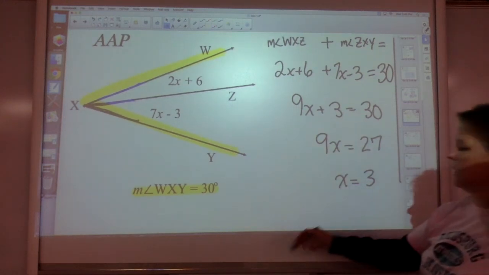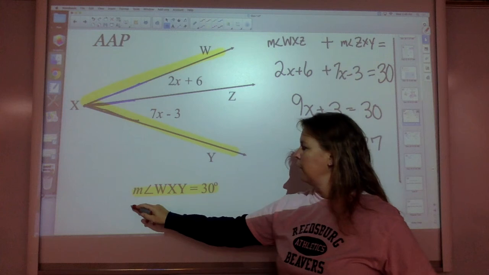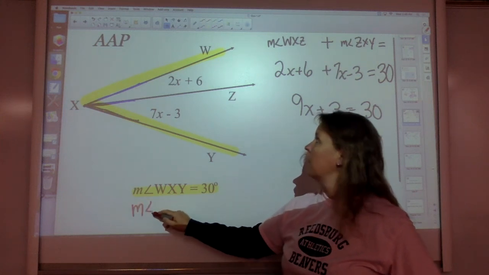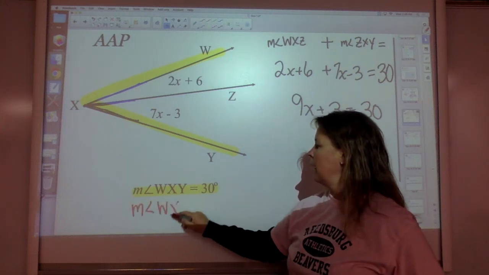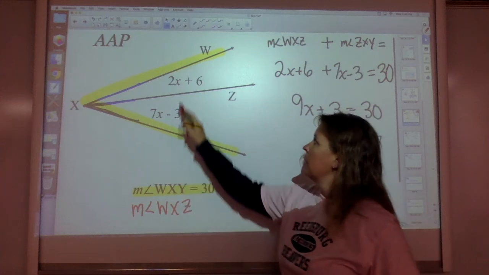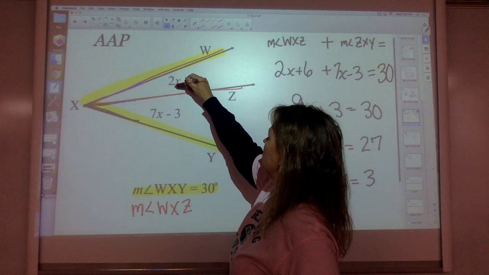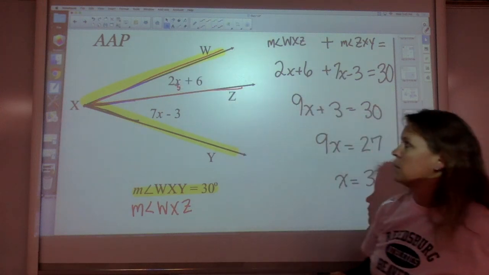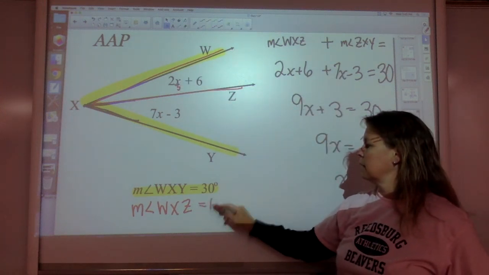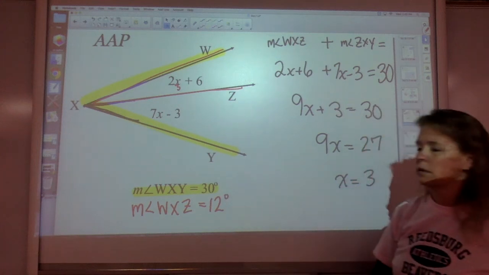In this case, it didn't say, but let's answer the angles. If I want the measure of angle WXZ, I'm going to put a 3 in for x. 2 times 3 is 6. 6 plus 6 is 12 degrees.